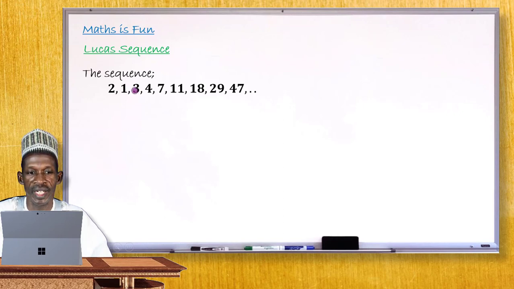If you add the 1 and 3, it will give you the next term, which is 4. If you add the 3 and 4, it will give you the next term, which is 7. The addition of 4 and 7 gives you the next term, 11. So this is what we call a Lucas sequence. If you are asked to continue writing more terms, I believe the next term will be the addition of 29 and 47. It will give you the next, and so on. This is a Lucas sequence.